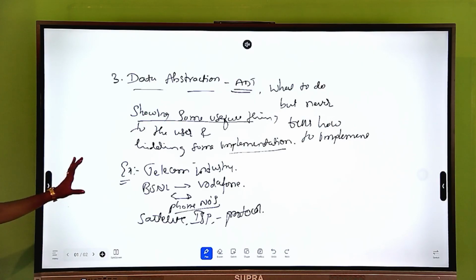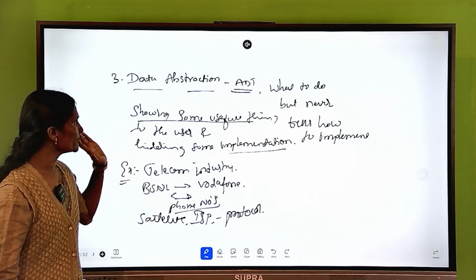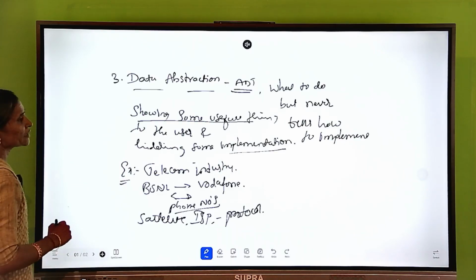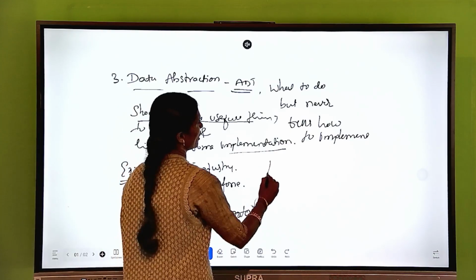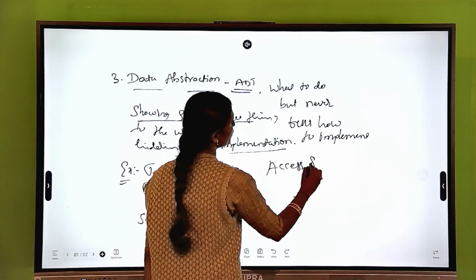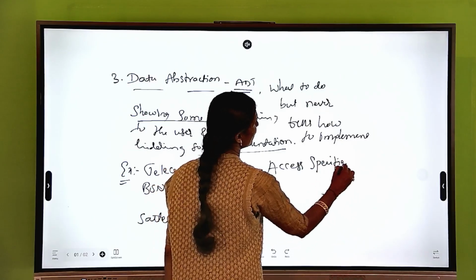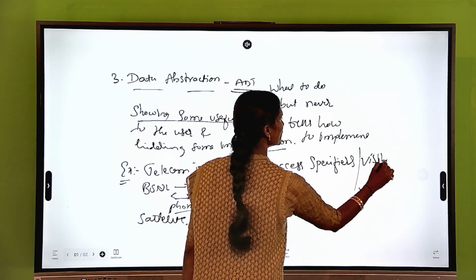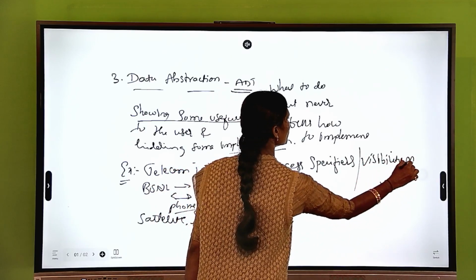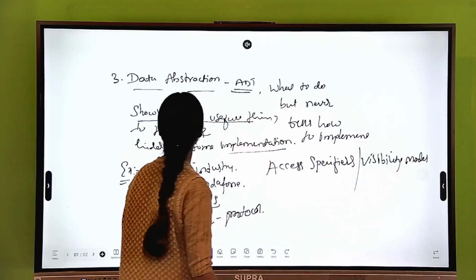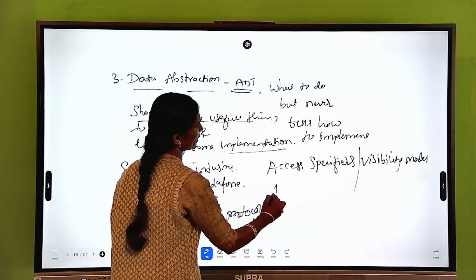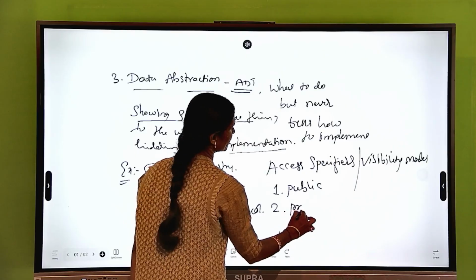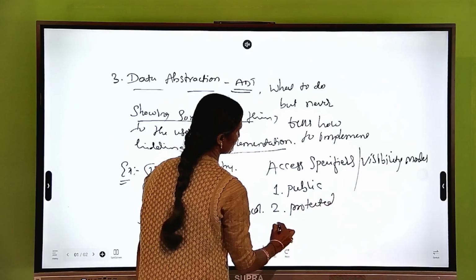It is about showing the user something which is useful, and this is achieved in C++ using access specifiers, also called visibility modes. How many visibility modes are there in C++? There are three. One is public, second is protected, and third is private.